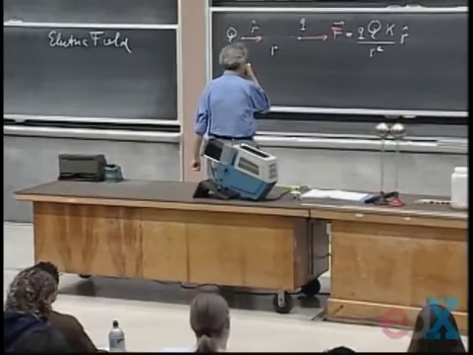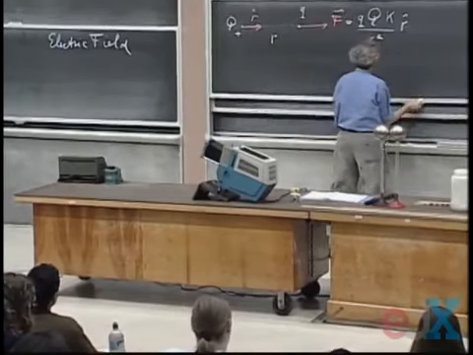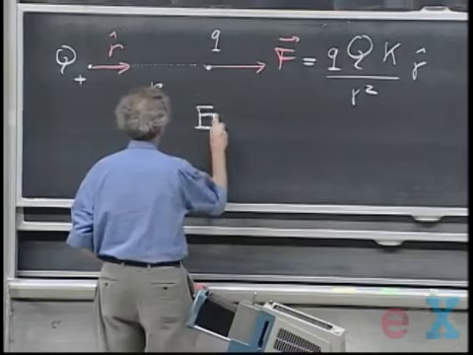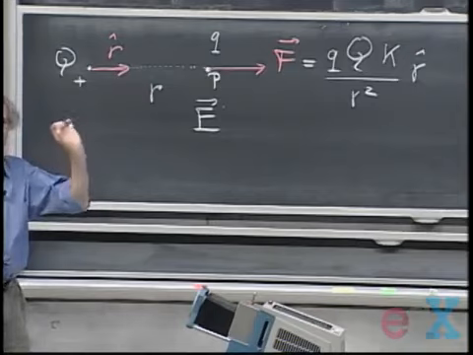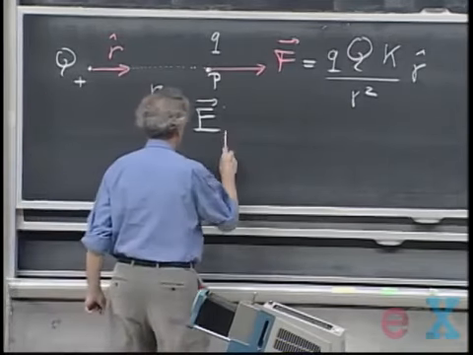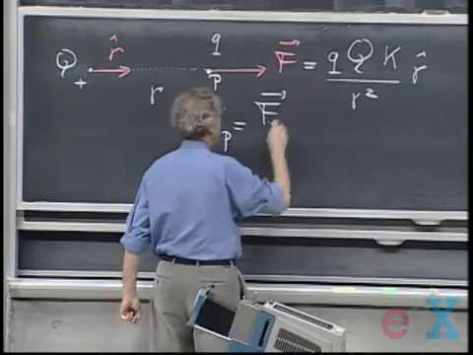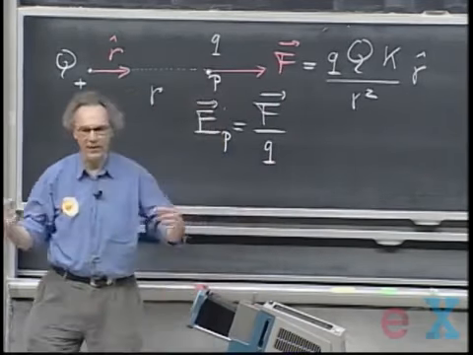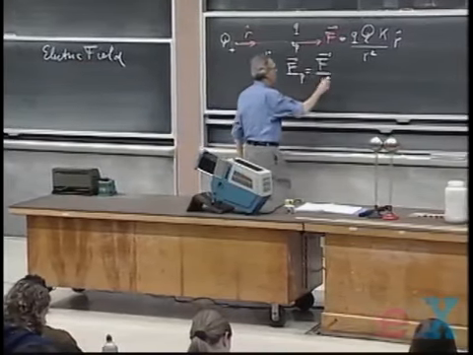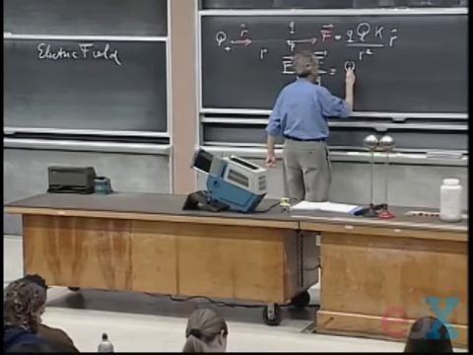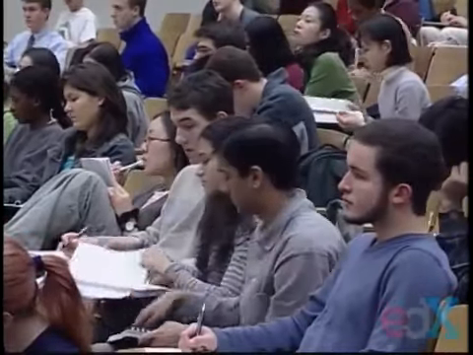And now I introduce the idea of electric field, for which we write the symbol capital E. And capital E, at that location P, where I have my test charge little q, is simply the force that a test charge experiences divided by that test charge. So I eliminate the test charge. So I get something that looks quite similar, but it doesn't have the little q in it anymore. And it is also a vector.